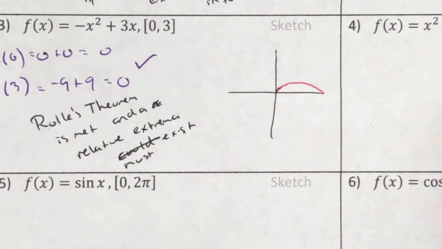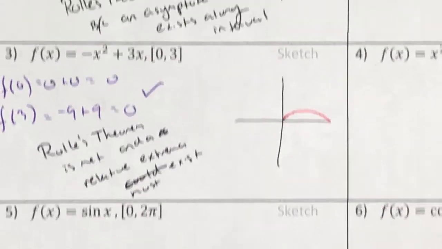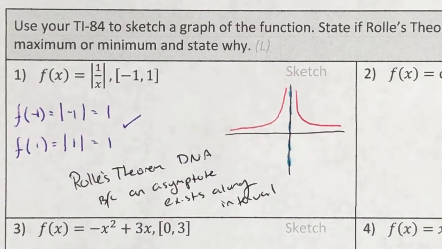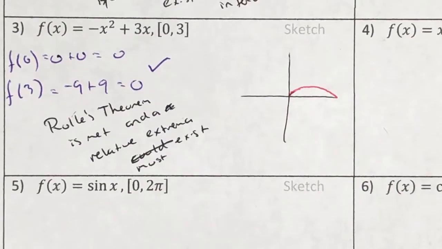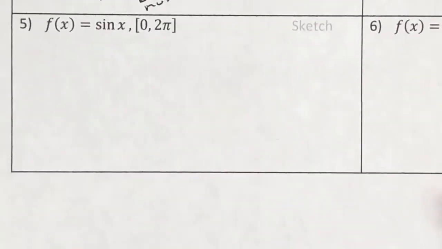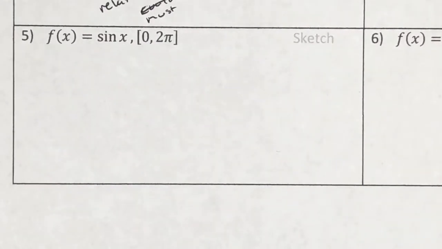So boom. Now that you've seen how one doesn't work, because an asymptote exists along there, and one that does work, go ahead and try out number 5. Pause the video and press play when you're done and see how well you did.